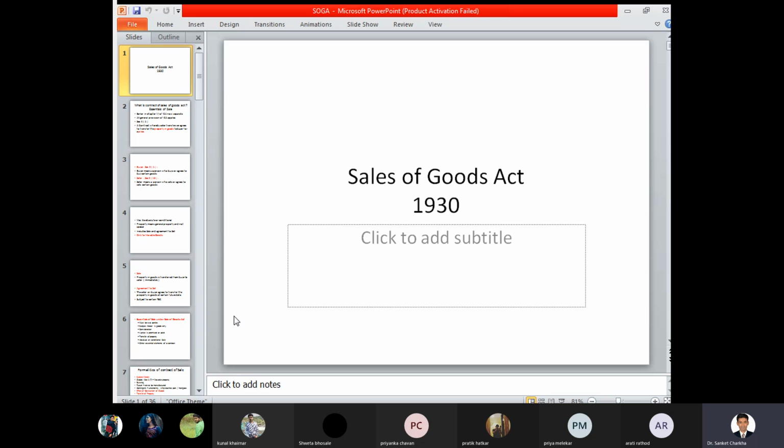We are starting with the second topic of legal aspect of business. In the first chapter we dealt with the concept of the Indian Contract Act, and in the second chapter we are dealing with the Sale of Goods Act 1930.